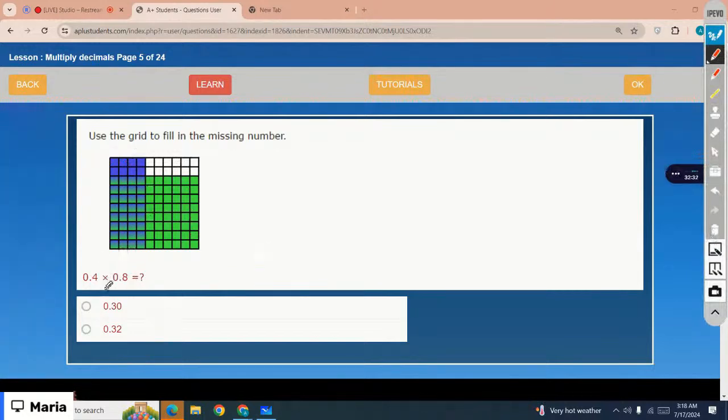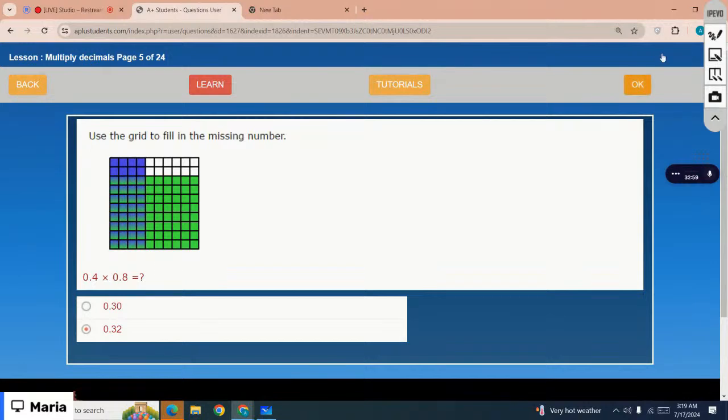Also, you can find the missing number from the grid also, right? You need to count the squares that have both the color. If you count the squares from these squares, they are all 32. So that makes 32. Option number 2 is the correct option. Got it?